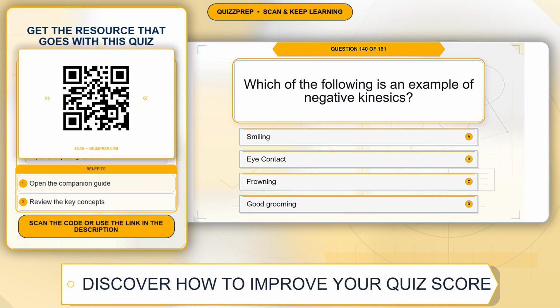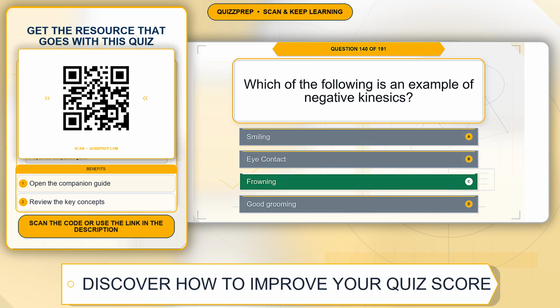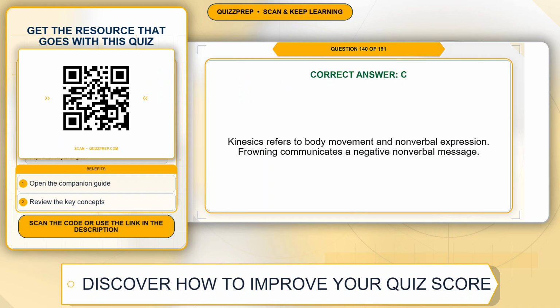Question 140. Which of the following is an example of negative kinesics? Option A, smiling. Option B, eye contact. Option C, frowning. Option D, good grooming. The correct answer is option C, frowning. Explanation: kinesics refers to body movement and nonverbal expression. Frowning communicates a negative nonverbal message.